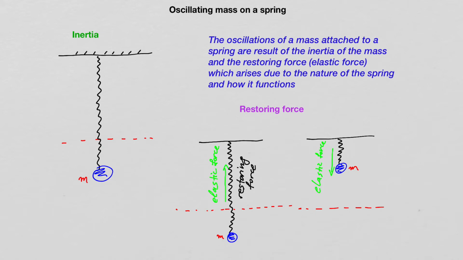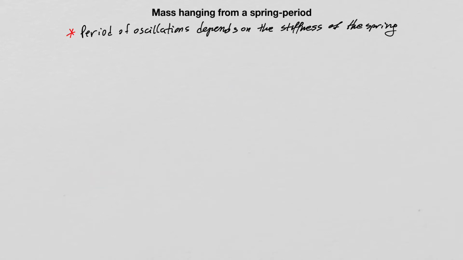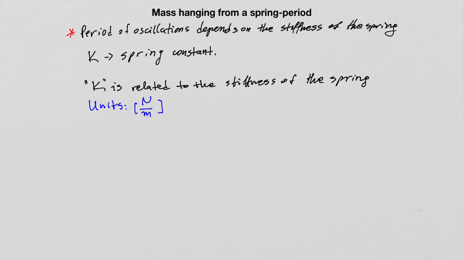So the softness or the stiffness of the spring is determined by an internal or intrinsic parameter of the spring. The period of oscillations of a spring depends on the stiffness of the spring, and the intrinsic parameter that determines the stiffness is called a spring constant, and we label that with capital K. The spring constant is related to the stiffness of the spring. A larger spring constant means a stiffer spring. A smaller spring constant means a softer spring. The units for the spring constant are newtons per meter.